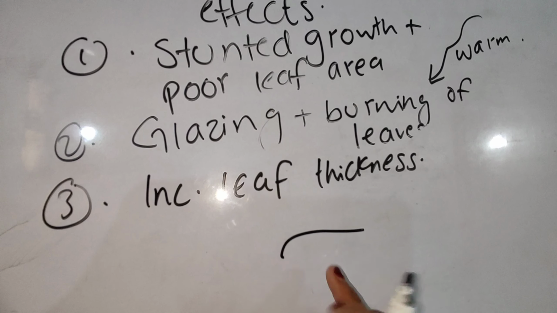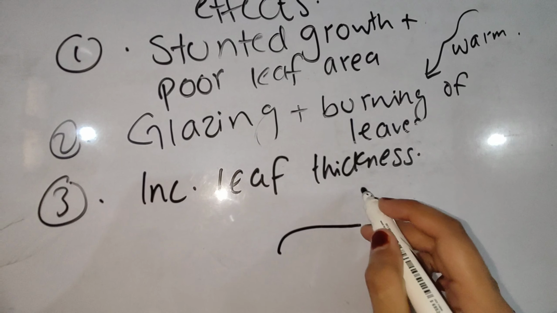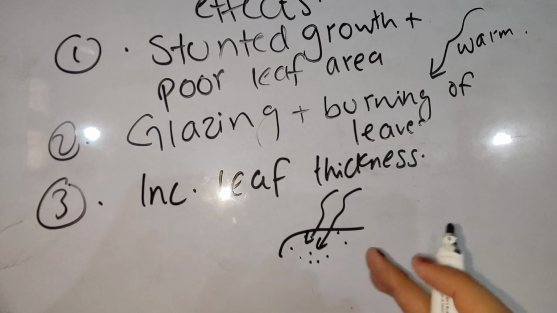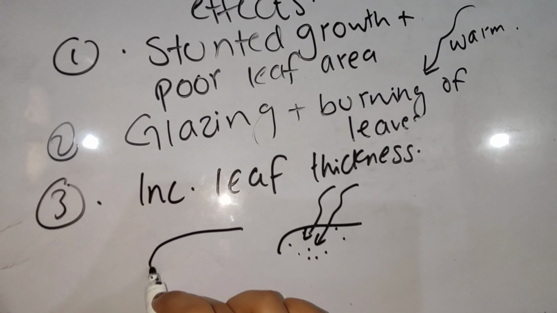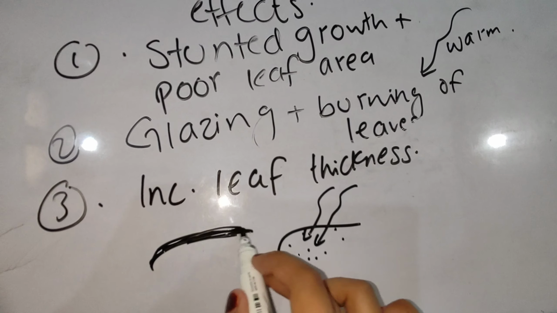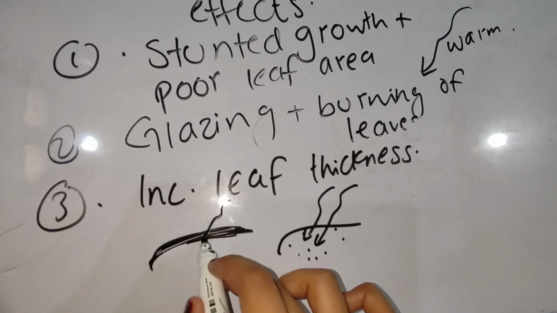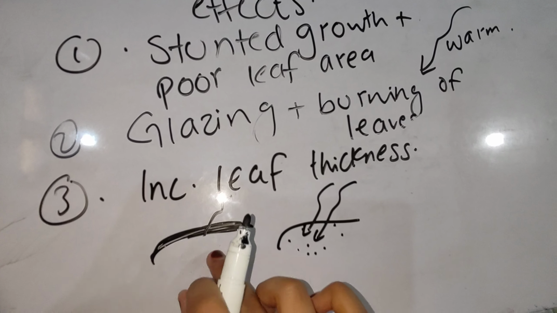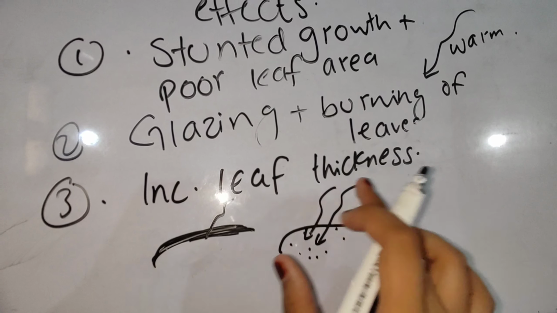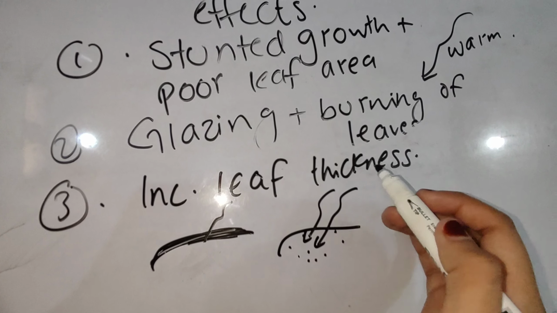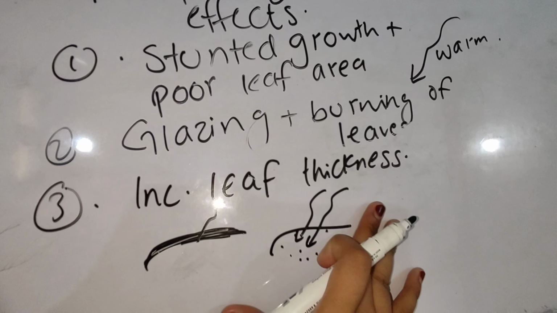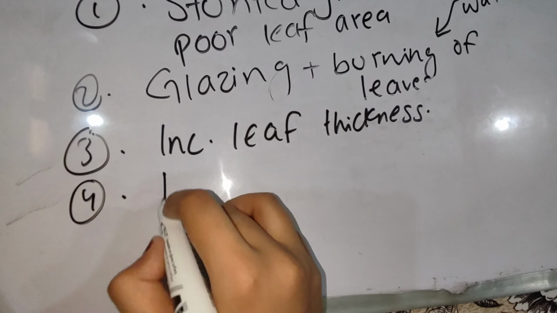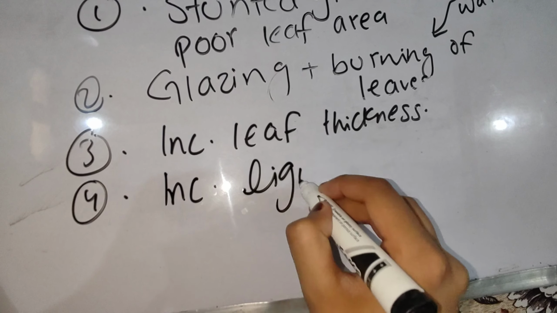Like if the leaf layer is super thin, rays will come and affect the other parts present in the leaf. But if the leaf layer gets a lot thicker, then the rays can't pass inside and can't affect the parts present in the leaf. Okay, so increment in leaf thickness can be an adaptation and a morphological change in excess light stress. The fourth morphological adaptation is increased lignin content.